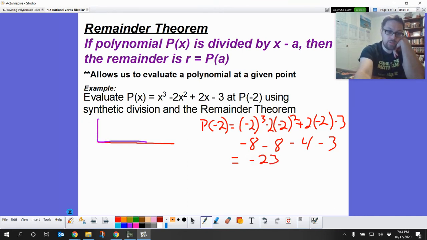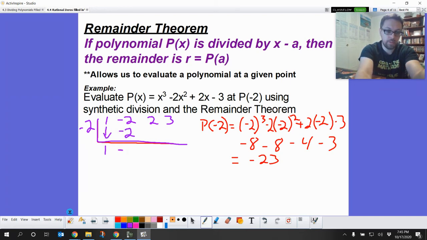Alternatively, I can do that using synthetic division. So I grab the number that I'm testing, and hopefully I should get a remainder of negative 23 when I do this. So I grab the coefficients, 1, negative 2, 2, and negative 3, drop the 1, negative 2, that's negative 4, this is 8, that's 10, this is negative 20. Oops, I missed a negative there. Check it out. Negative 23.